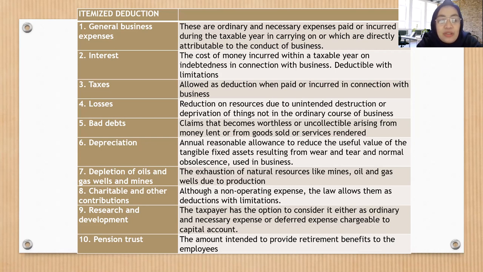Okay? Depreciation, especially for long-term assets, these are big outlaid equipments that can be used for more than 1 year. So you are also allowed as a deduction depreciation expense for reasonable allowances to reduce the useful value of the tangible fixed asset resulting from wear and tear, normal obsolescence, and these assets are usually used in business. So you provide a yearly or annual depreciation for this fixed asset.